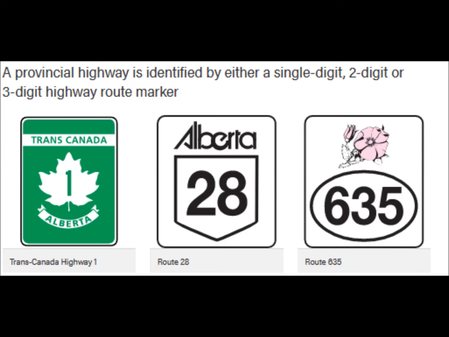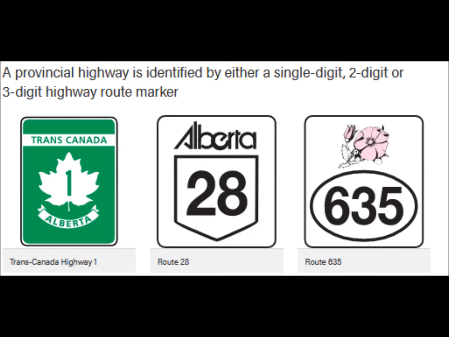A provincial highway is identified by either a single-digit, two-digit, or three-digit highway route marker. A local road generally would not have a route marker, but could be identified by a name, such as Irikana Road, a township road, such as TWP RD52, or a range road, such as RGE RD252, also known as Township Road 52, Range Road 252.